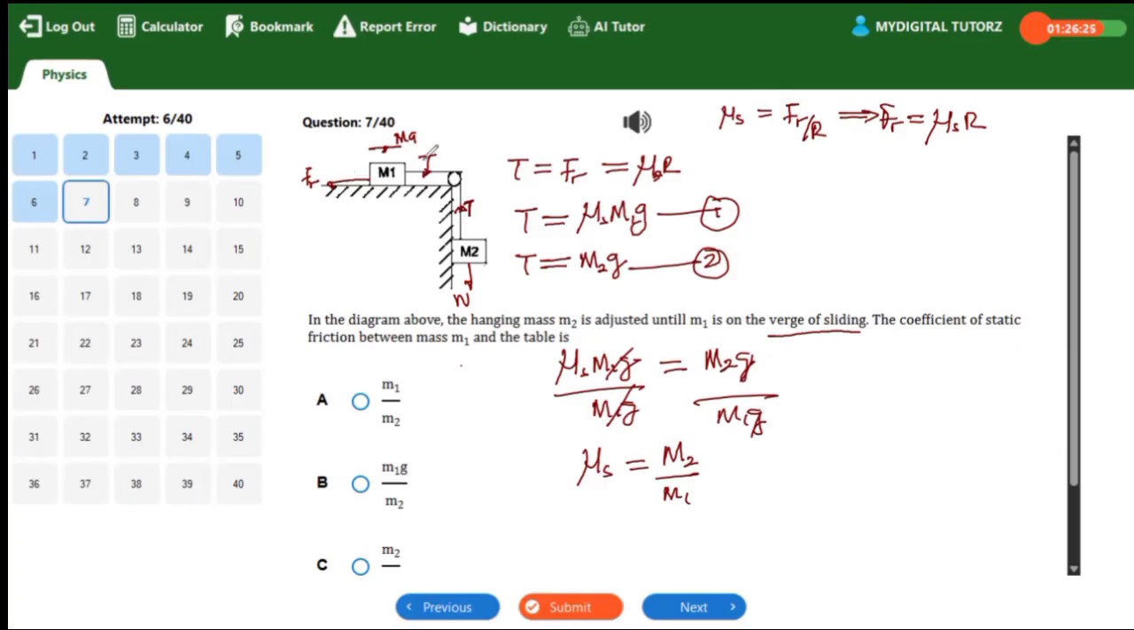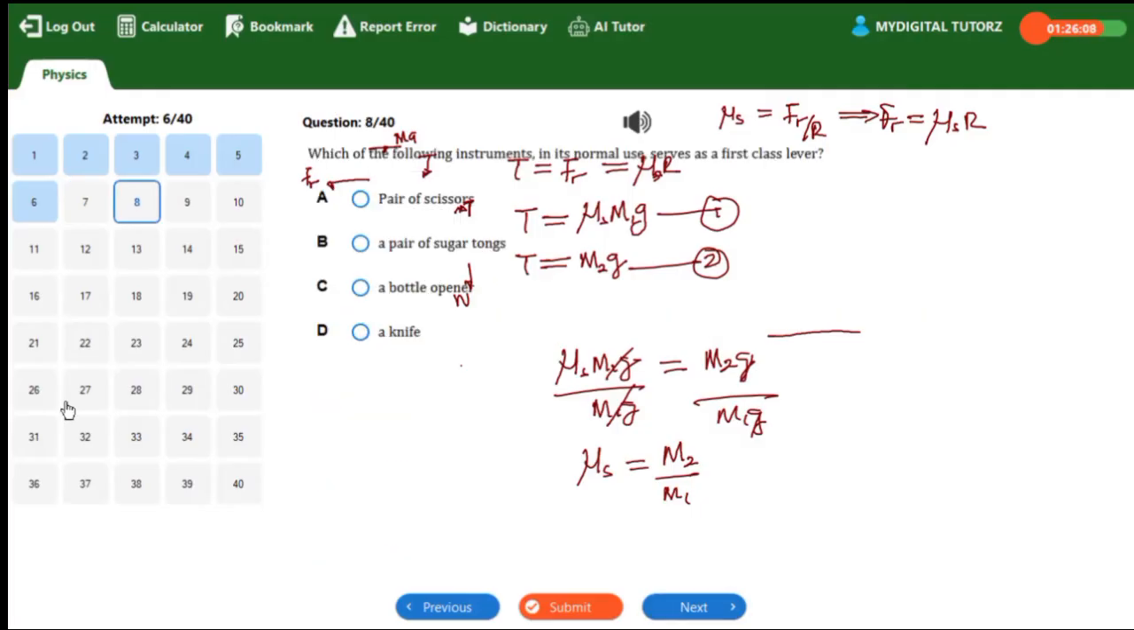Therefore, the unbalanced body forces is going to be 0. So we only consider the horizontal forces acting on this, and here we consider the vertical forces acting on this M2. Is that clear? So that is about question 7.